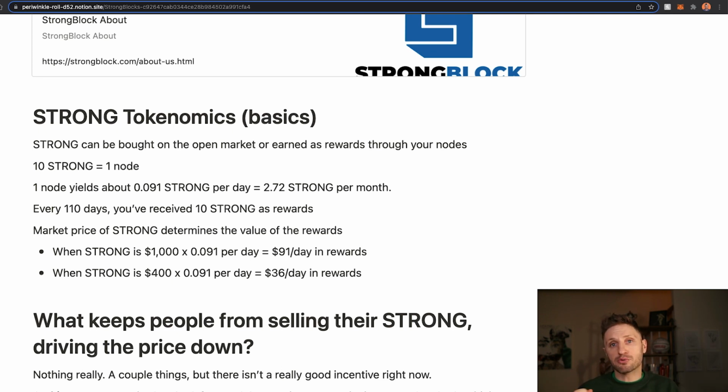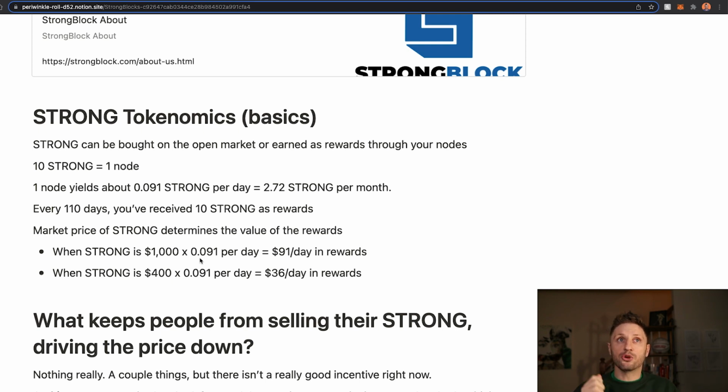It can also be earned as rewards once you buy a node. So the way it works is 10 Strong right now equals 1 node. You accumulate 10 Strong, and most people for the first time are doing this by buying it on the open market, and you purchase 1 node. If you're getting rewarded about 2.7 Strong per month, in about 110 days you'll have received 10 Strong as rewards. So you'll have paid back your investment.